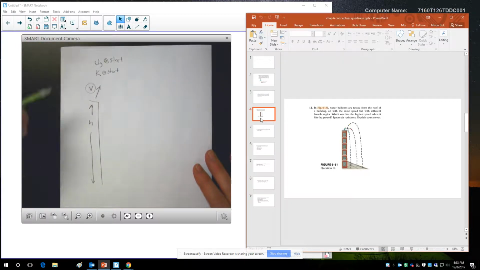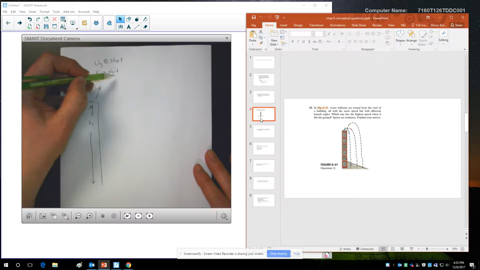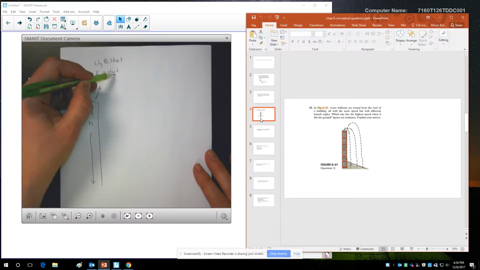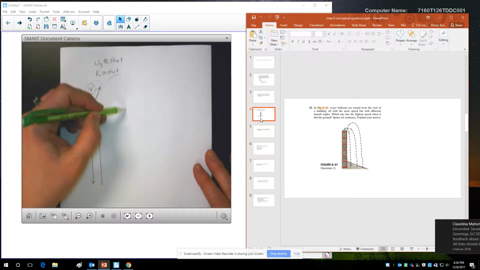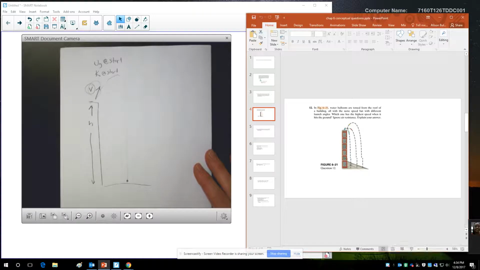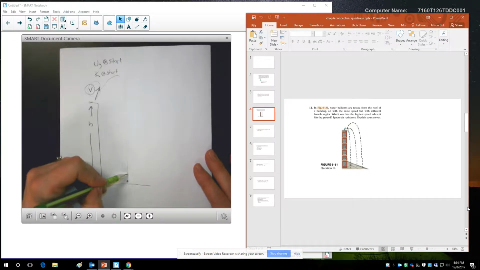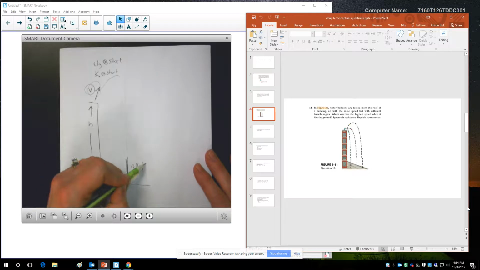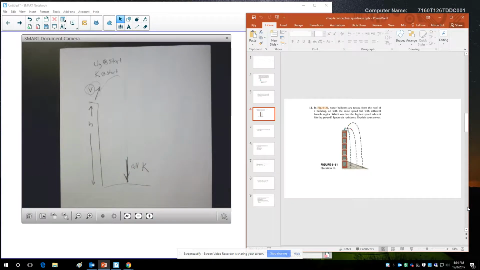So gravitational potential energy because of its height, kinetic energy because of its launch angle. It then goes up into the air, losing that kinetic energy, gaining gravitational potential energy until it turns around and comes back to the ground. Just before it hits the ground, the moment before it hits the ground, it has just tons of kinetic energy. It's all kinetic energy. So we consider, how might these water balloons have different transformations?